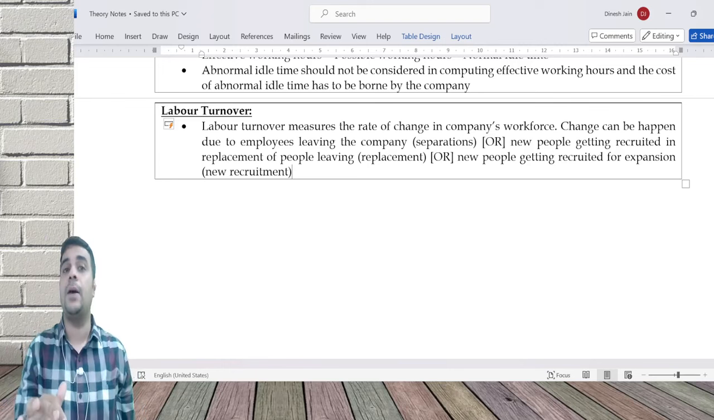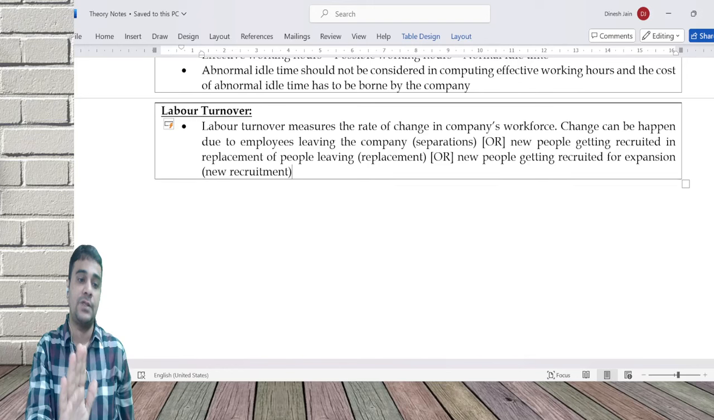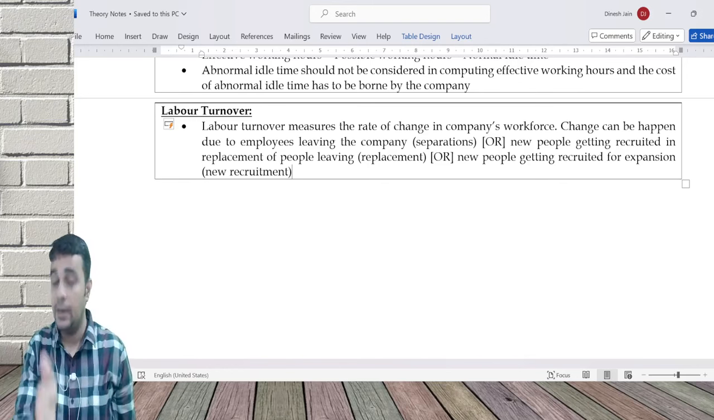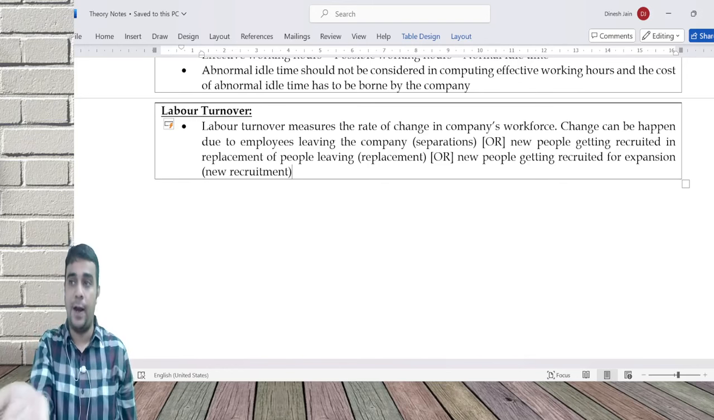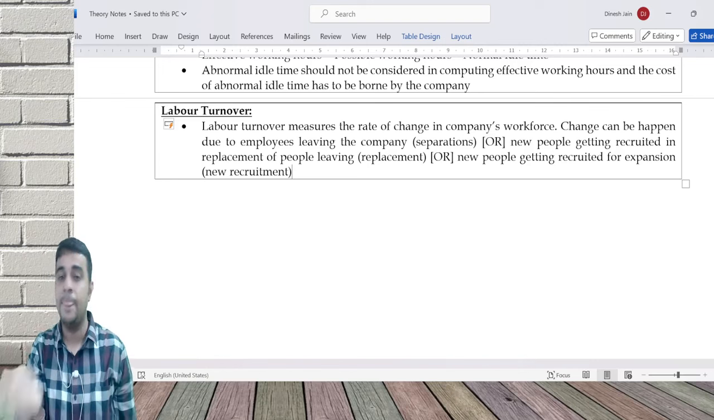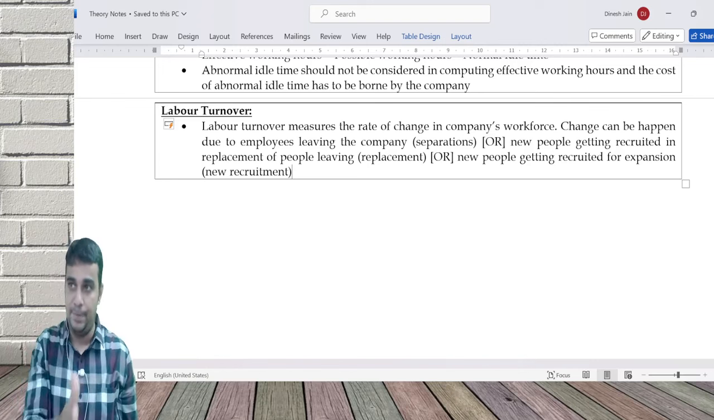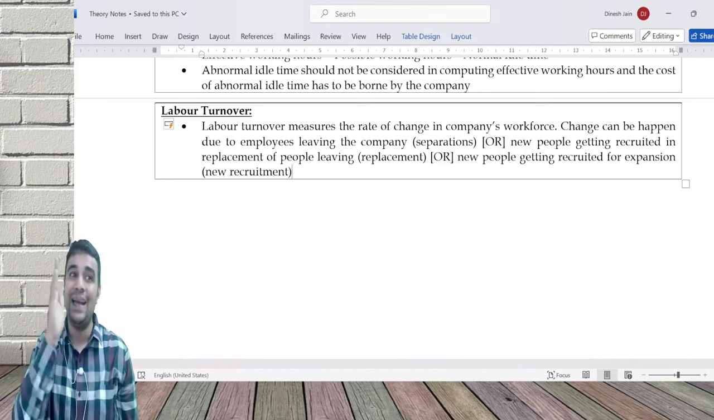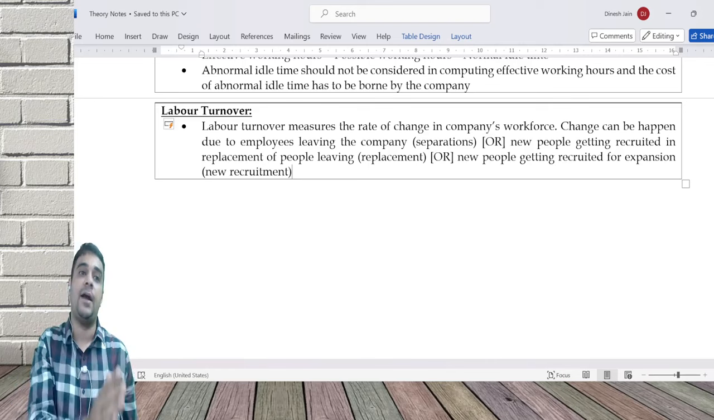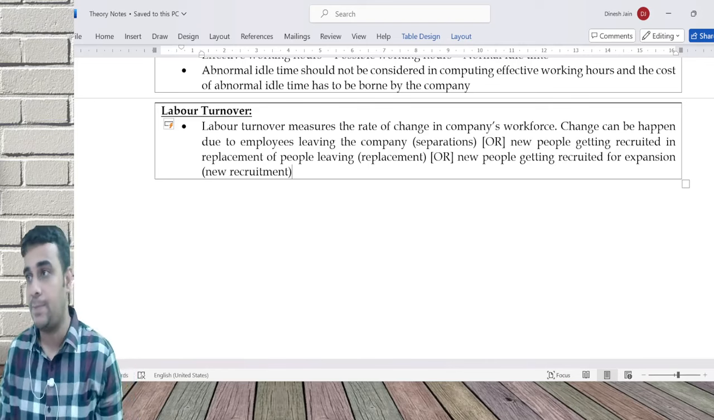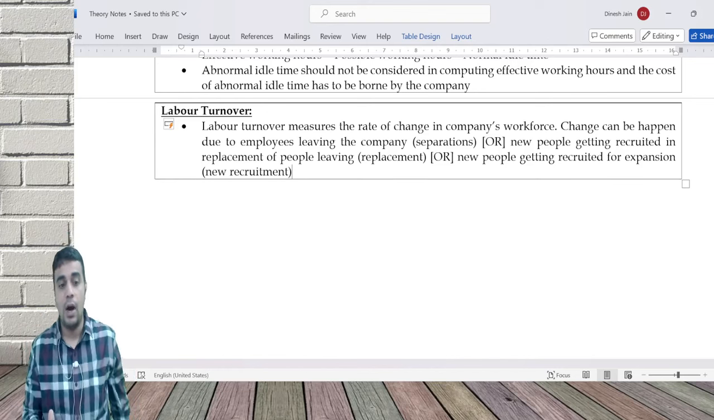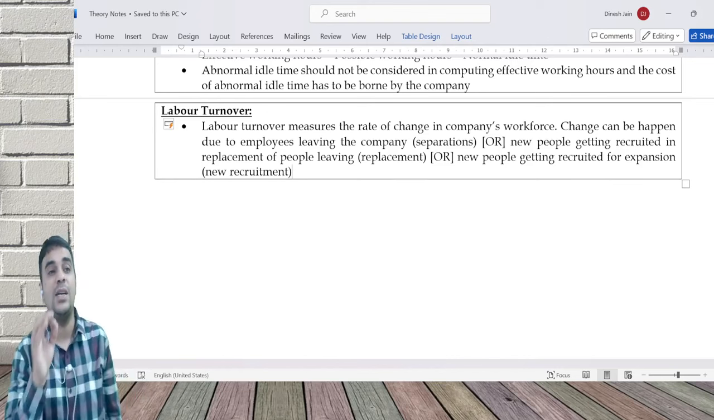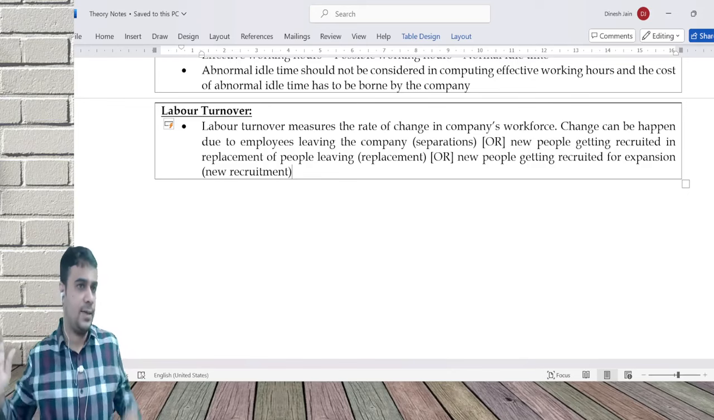In the case of Bharadwaj Institute, if one faculty leaves, it is called separation. If I bring in a new faculty in place of that old faculty, the person coming in is called replacement. And if I introduce a new course and bring in a faculty for it, that's called new recruitment, because I'm expanding. So our objective is to calculate this rate of change. We have multiple methods for doing that.